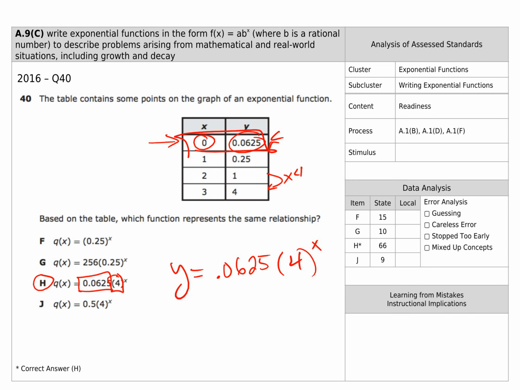And that is exponential functions. Good luck.